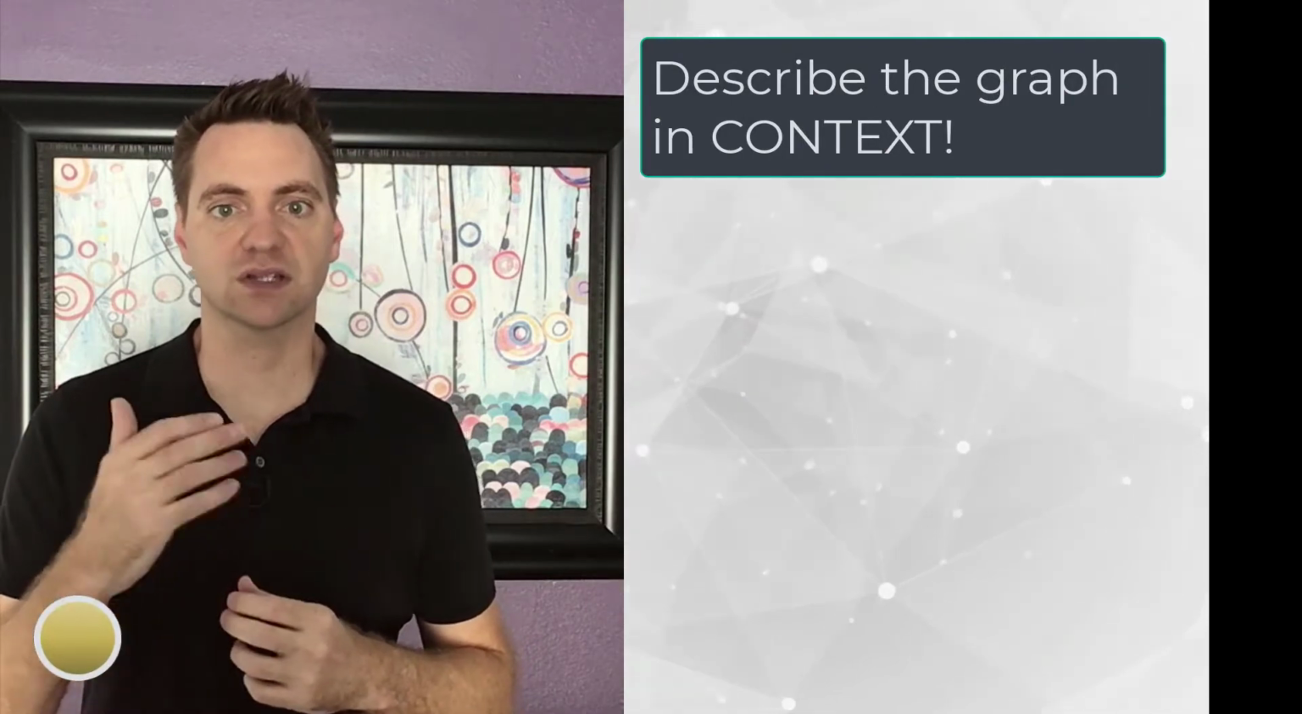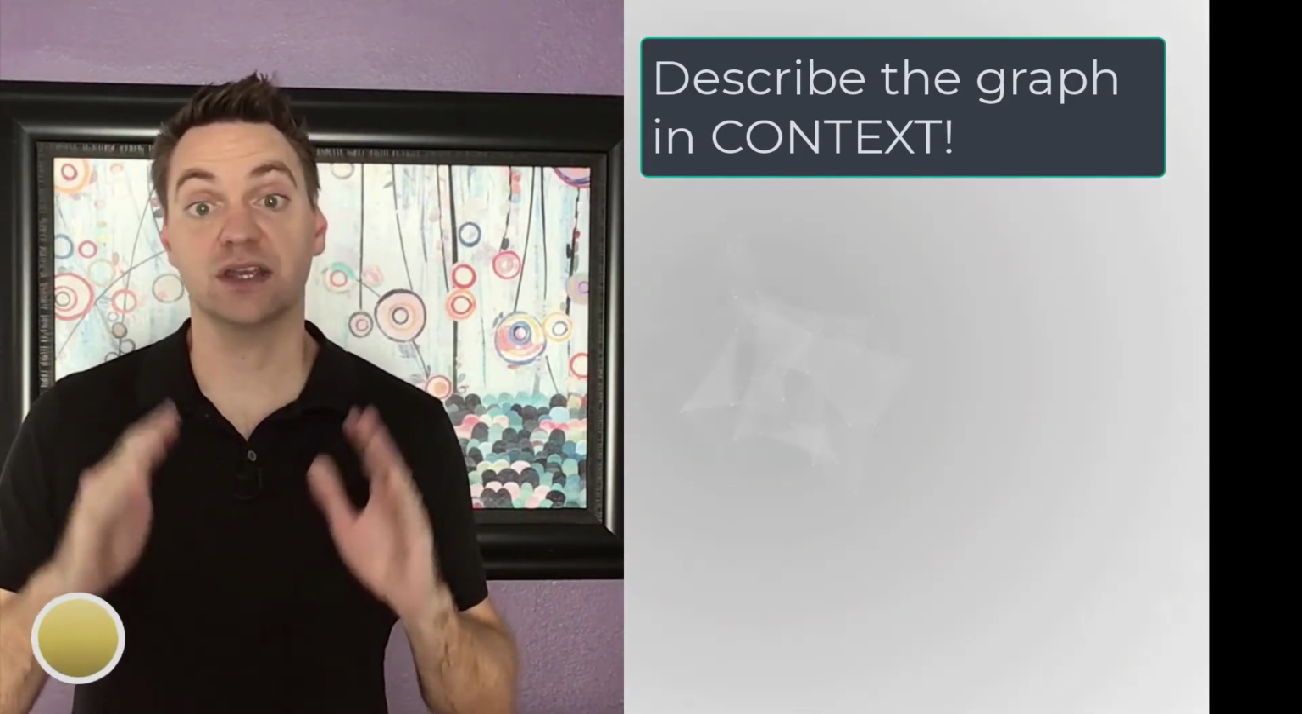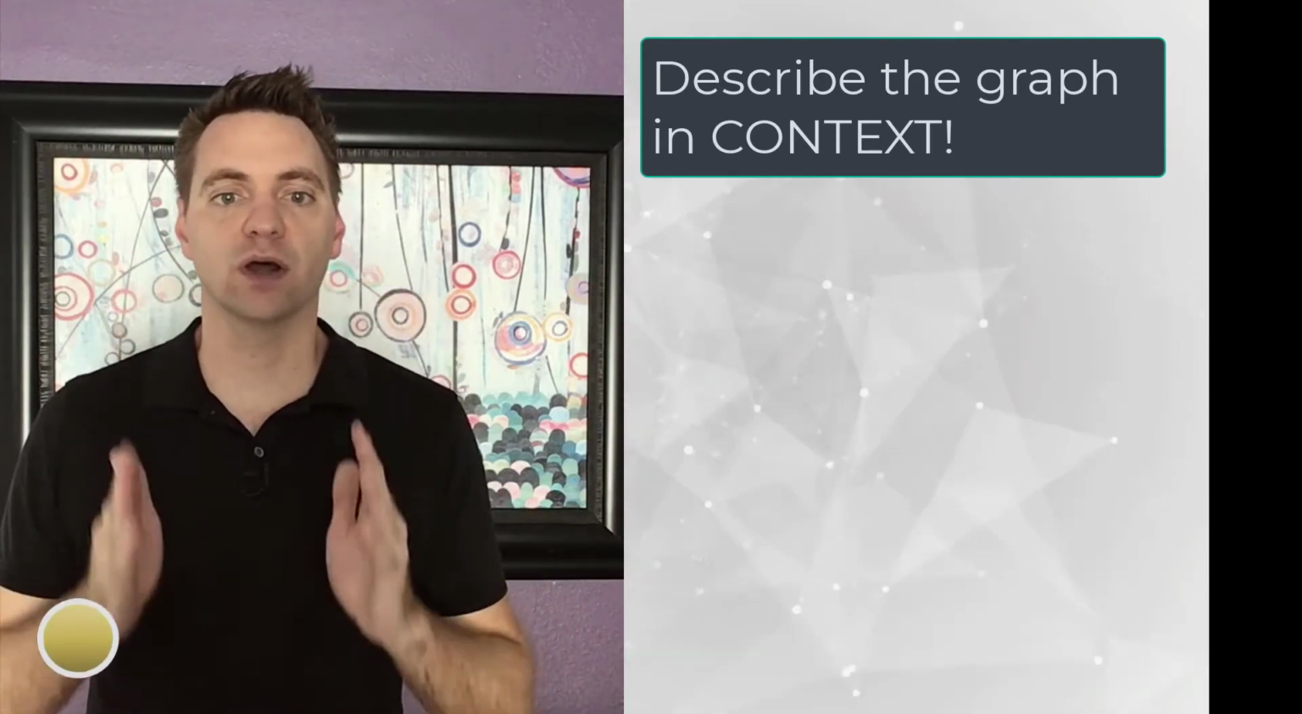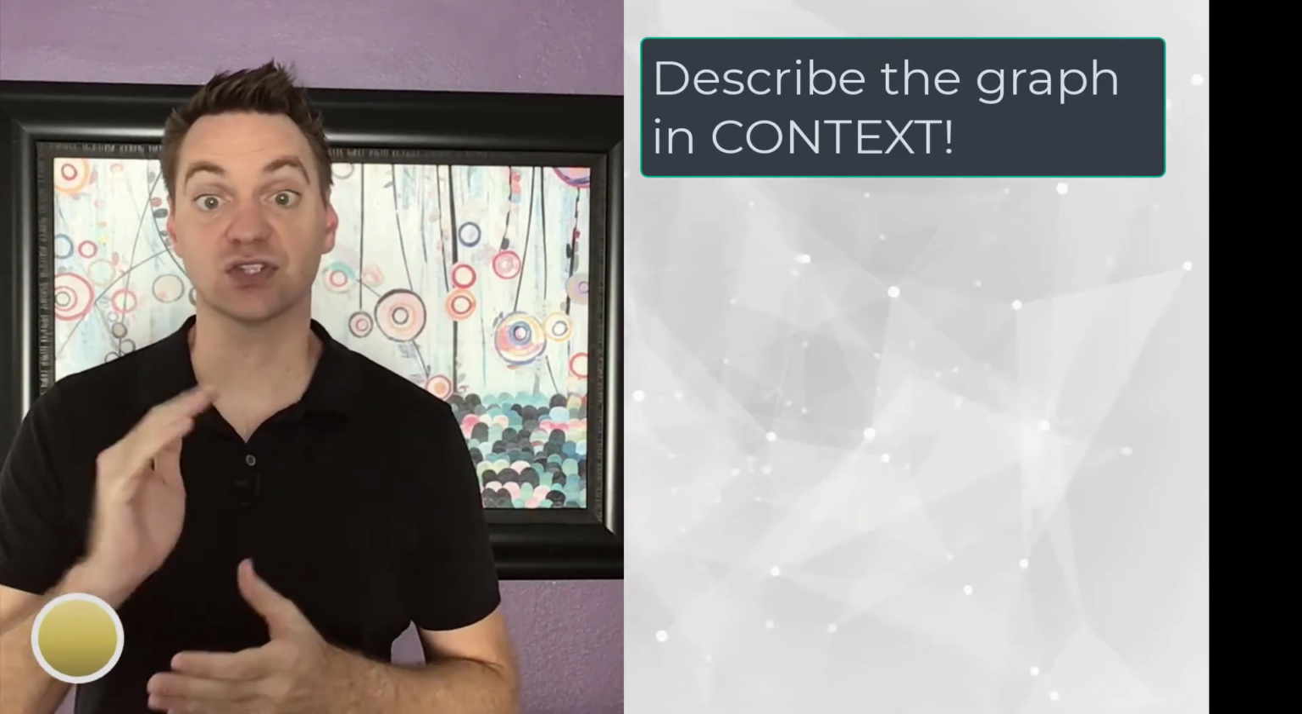Most importantly, you want to discuss the graph in context. Don't say the pink piece is biggest and yellow and red are the same. Describe them for what they are. We are talking about flavors of Starburst, so that's how you should describe them.